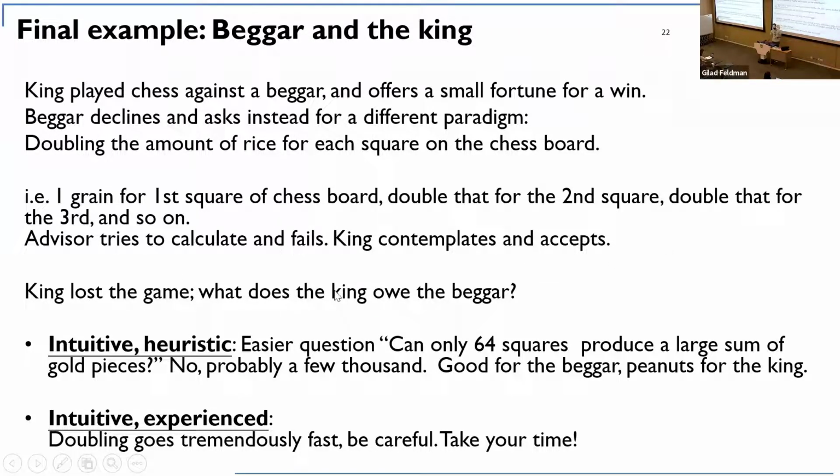The king lost the game. What does the king owe the beggar? What is the answer here? What's your estimation? If for every square on the chessboard, we have 64 squares, how much grain, how much rice does the king need to give the beggar?